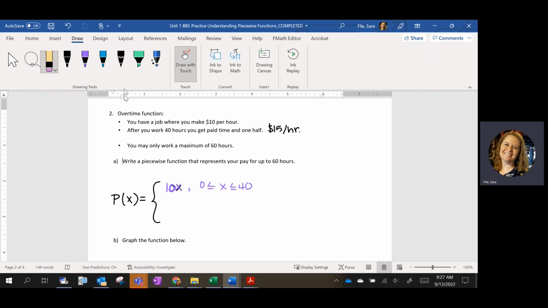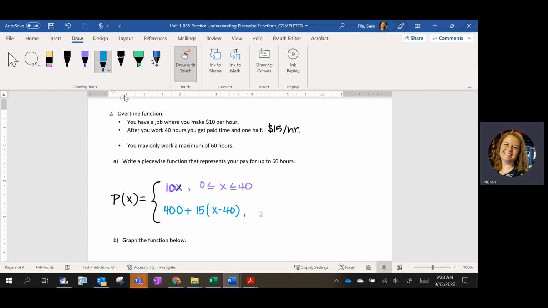My pen is not working, oh, it's because I'm on the eraser. Fixed it. So we're getting $400 for the first 40 hours, plus we're going to get $15 an hour. But again, I can't just put x. What am I going to put here? Yeah, x minus 40, or if you used a different variable, that's fine. So for however many hours I work, I take 40 of those away because I've already got the 400 for those. And whatever the overage is, that's what I'm getting paid $15 an hour for. Does that make sense?